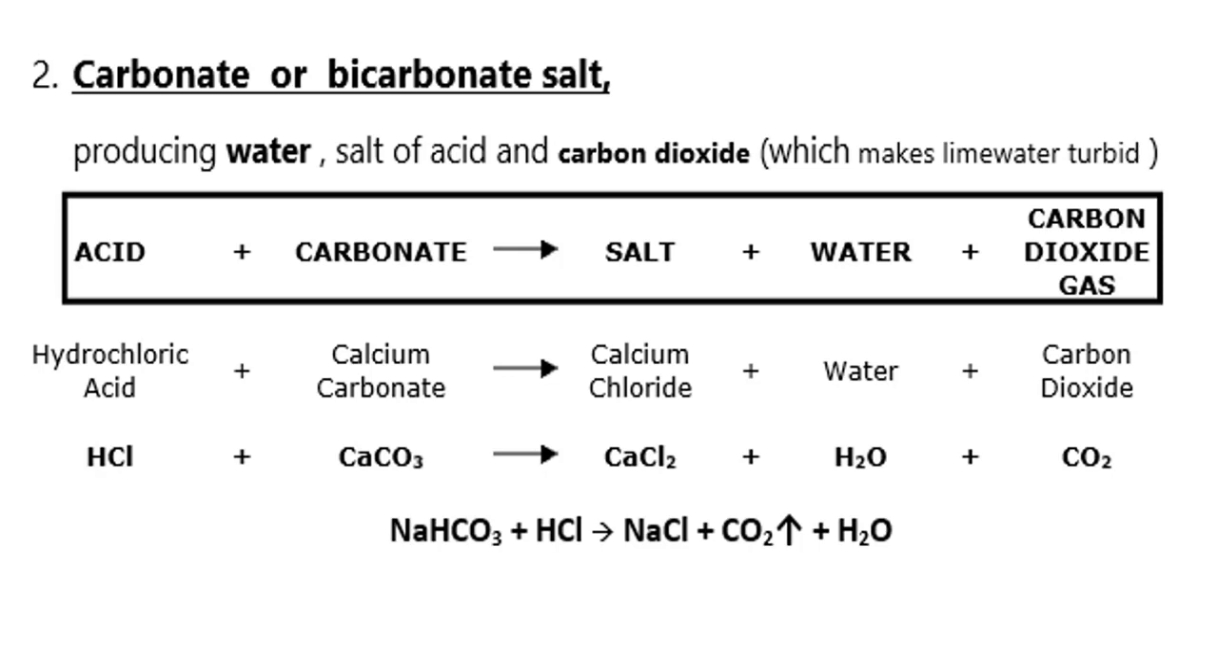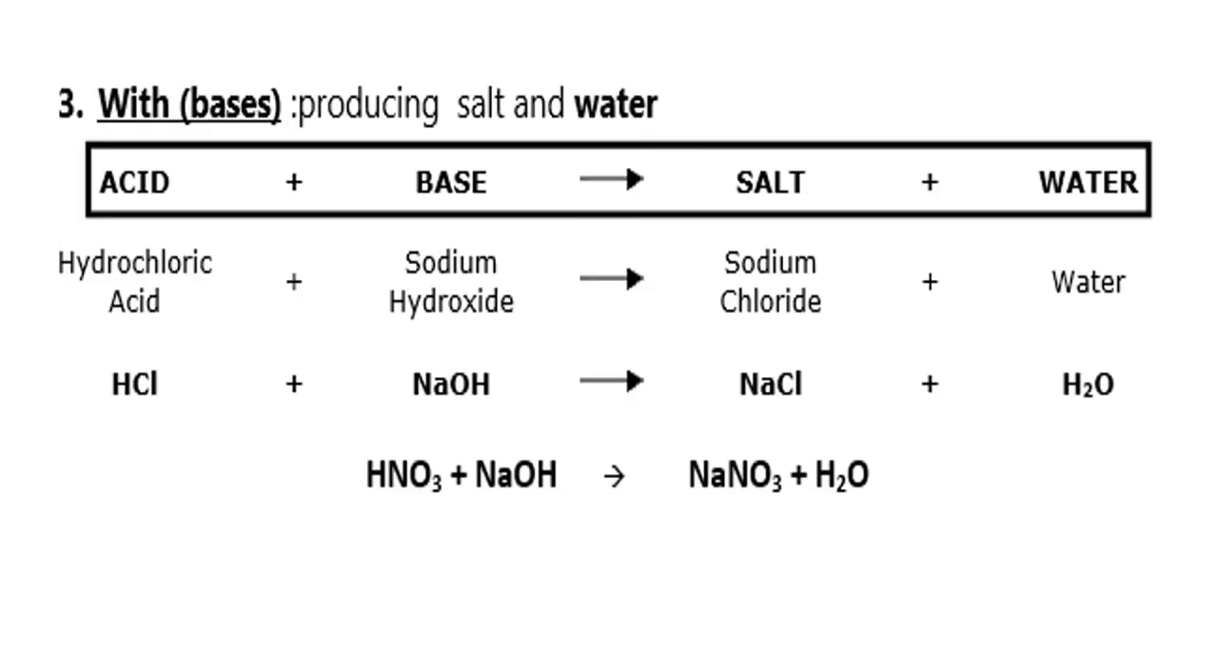Number 3, acids can react with bases producing salt and water. For example, sodium hydroxide NaOH plus hydrochloric acid HCl, they produce sodium chloride NaCl plus water. Example number 2, sodium hydroxide NaOH plus nitric acid HNO3, they produce sodium nitrate NaNO3 plus water H2O.